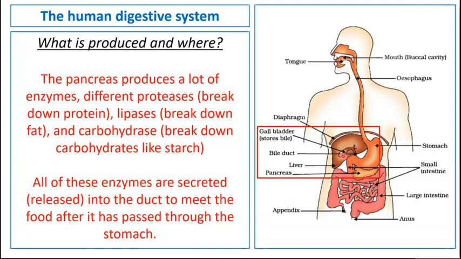I haven't written it down, but we also have the bile duct here and the gallbladder, which produce bile, and that bile runs through the bile duct and mixes with the food as well, just to neutralize any acid that's come through, so we don't get any acid going onto the small intestine to damage it.